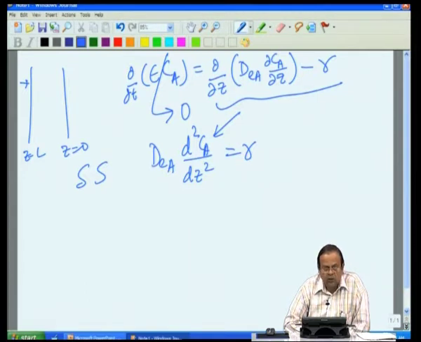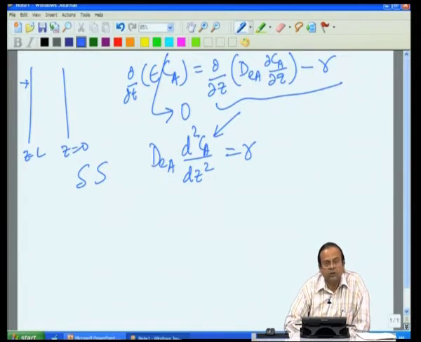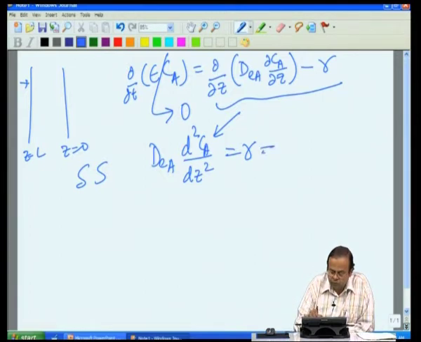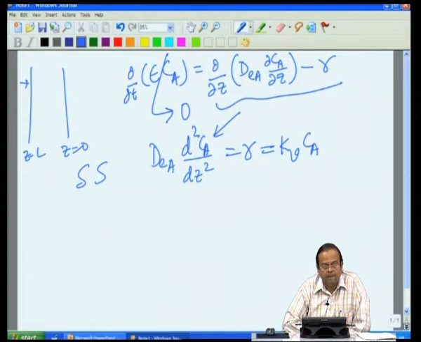Now, at this point let us bring in that the reaction is first order. Mind you, this mass balance that we wrote, we did not make any assumption on kinetics, that is a general mass balance for a slab geometry. But let us make an assumption that this is a first order reaction.